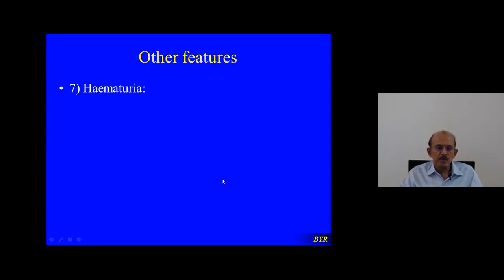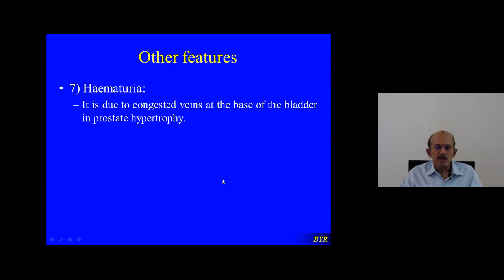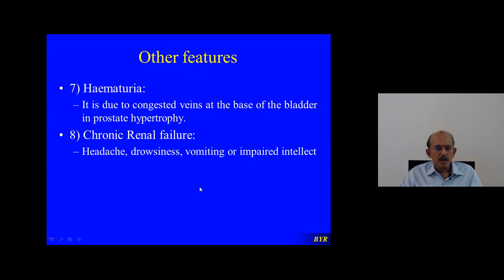Other features: there may be hematuria. It is due to congested veins at the base of the bladder in prostatic hypertrophy. Chronic renal failure: if the patient develops bilateral hydronephrosis and hydroureters, he may go into chronic renal failure. Then the patient will have headache, drowsiness, vomiting, or impaired intellect.